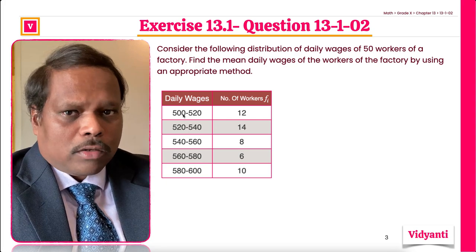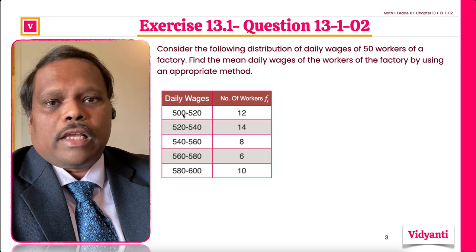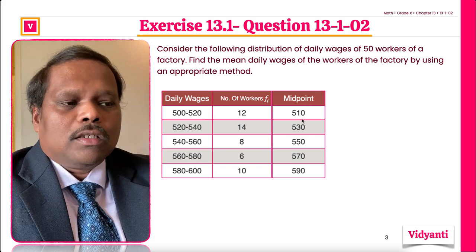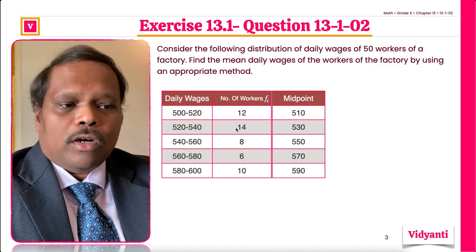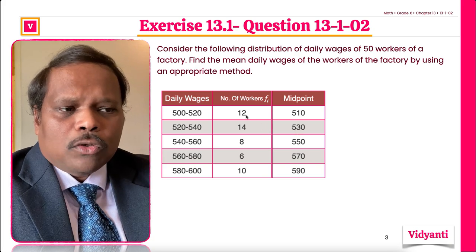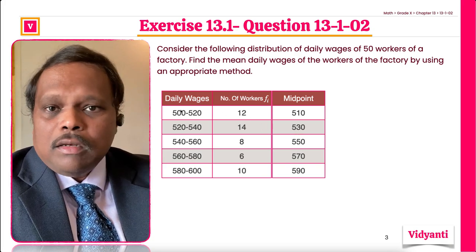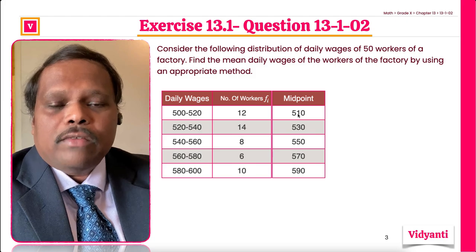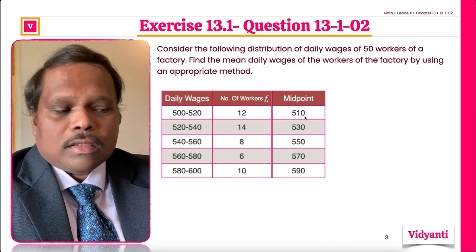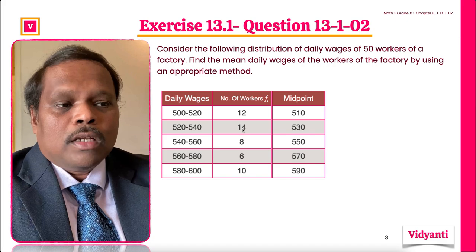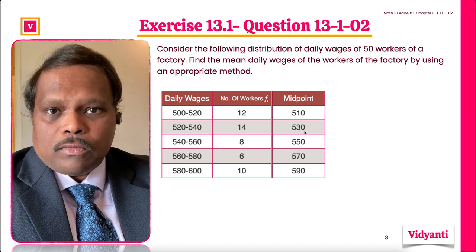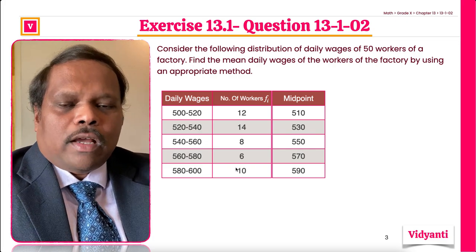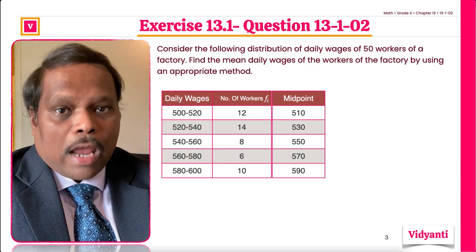Since this is a range and not a very specific value, the first thing we are going to do is get the midpoint of this class interval. The midpoint of 500 to 520 is 510, midpoint of 520 to 540 is 530, and so on. Even though these 12 workers are earning anything between 500 to 520, we are going to pretend that they are earning exactly 510. That's what we are going to assume. These 14 workers are going to earn 530, which is the midpoint of this range, and so on. This will help us calculate the average value.